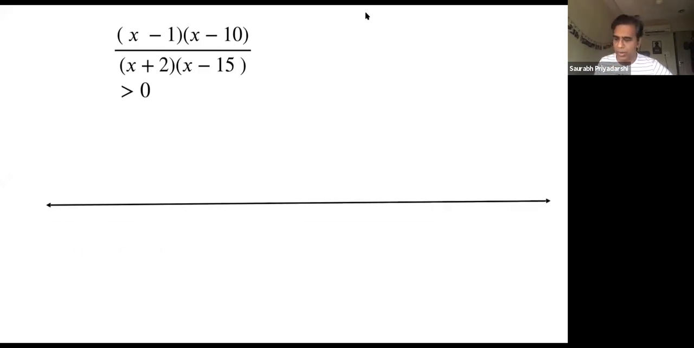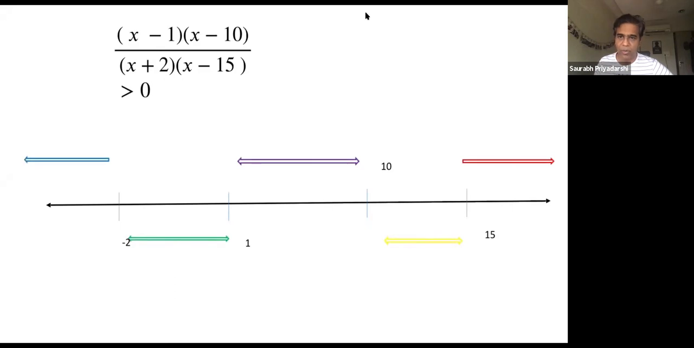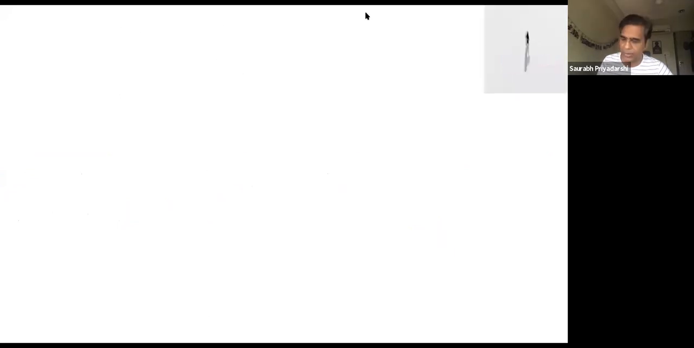See, this is the number line, right? -2, 1, 10, 15. Put any value greater than 15, right? 20: 20 minus 1, 20 minus 10, 20 plus 2, 20 minus 15. All are open because this is given as greater than 0, equality sign is not there, right? Next. So this is about number line, and I guess everyone is getting this, right?